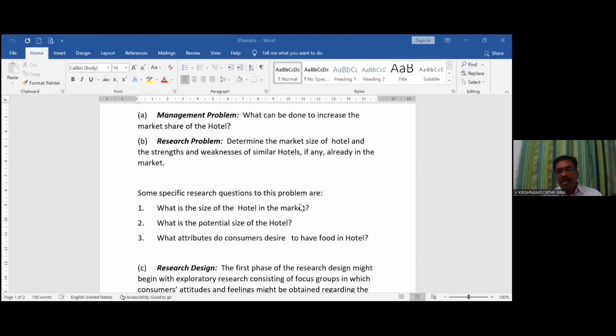Let's take what is our intention, what is our organization. I just wanted to know the size of the hotel in the market. I don't know anything. So the first time I am asking this question, it will come under exploratory research design. What is the potential size of the hotel? Then I don't know, so it will come under exploratory research. Next one, what attributes make customers desire to have food in a hotel? Why do customers desire to have food in a hotel? This is the third question.